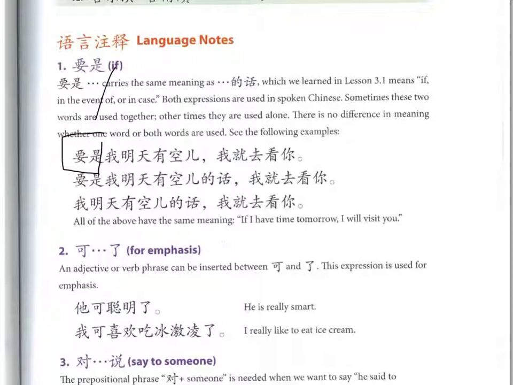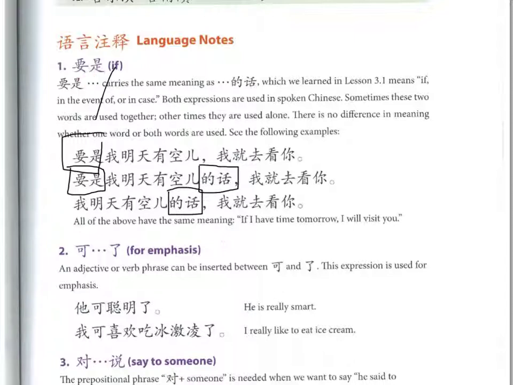In our second example, we have 要是我明天有空的话我就去看你. In this one, we have both 要是 and 的话 being used together to mean if. These 2 sentences have the exact same meaning. 这句话的意思, this sentence has the exact same meaning as the first 2: 我明天有空的话我就去看你. Here we have 的话 being used independently.